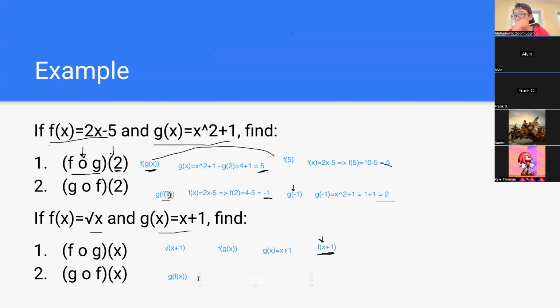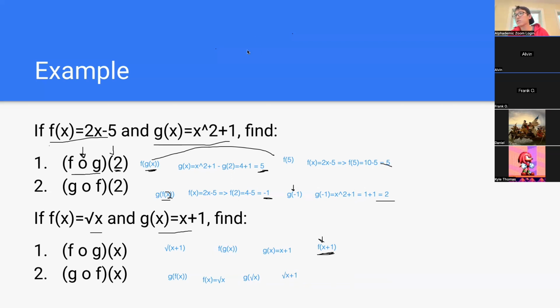Plug in what f of x equals. F of x equals square root of x. And then you plug in g of x. In that equation, g of x equals x plus 1. So plug in root x for x, and you would get that your answer would be square root of x plus 1.